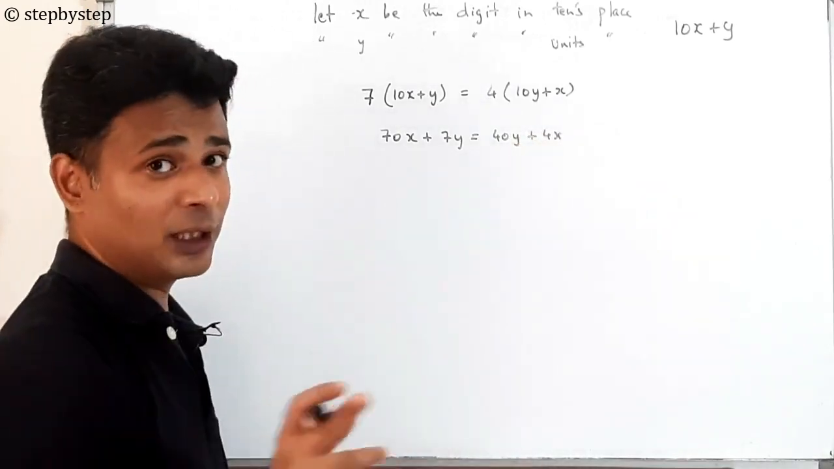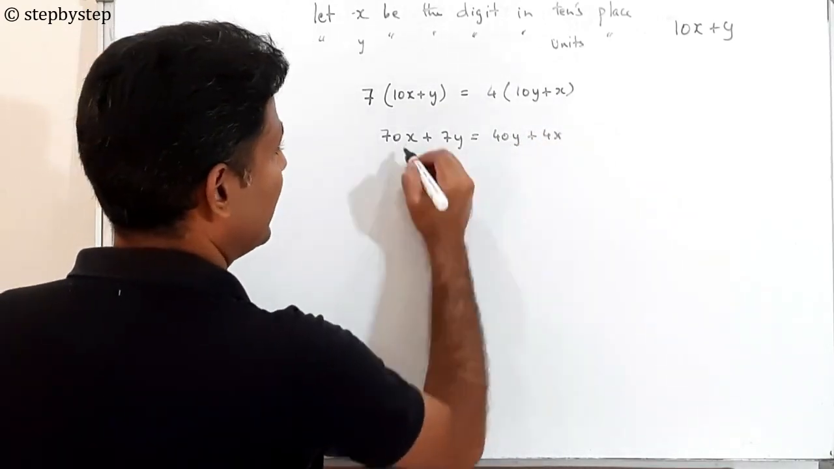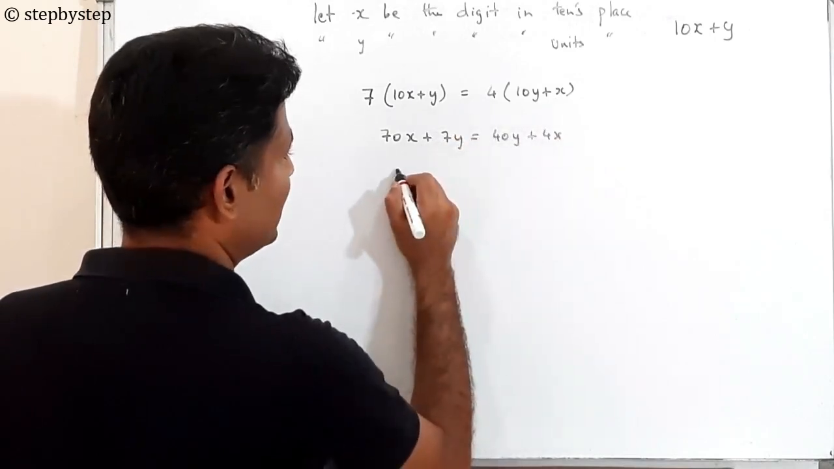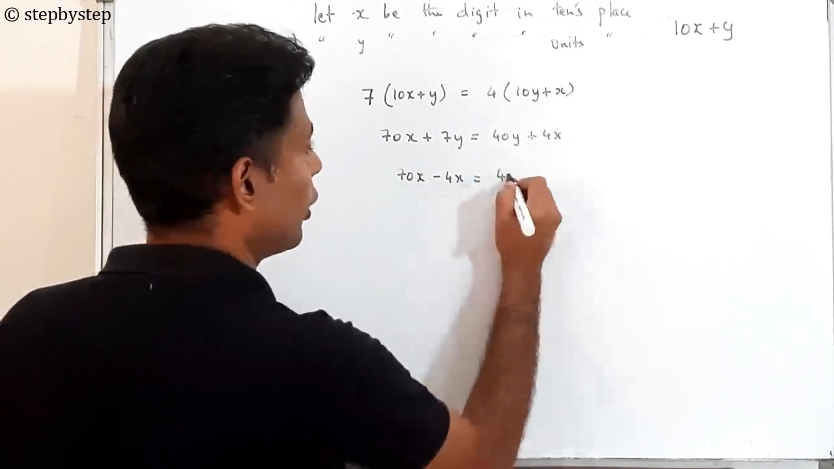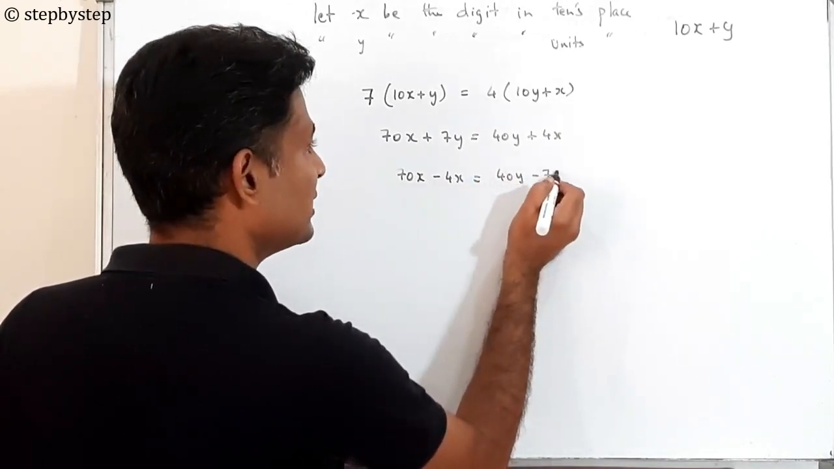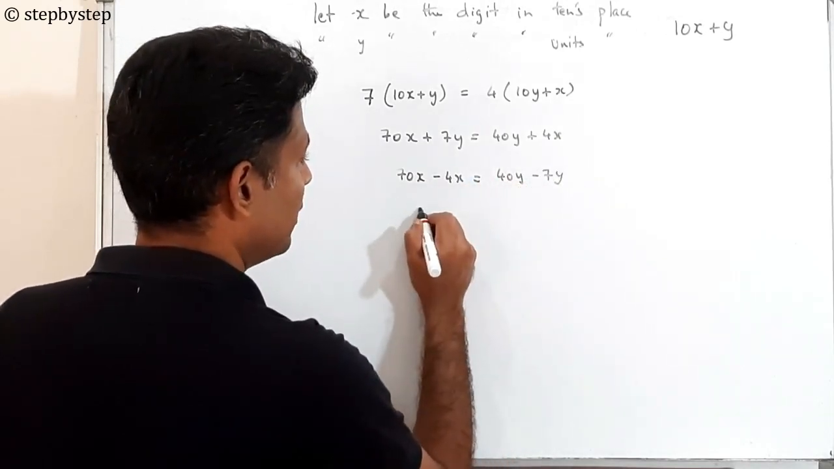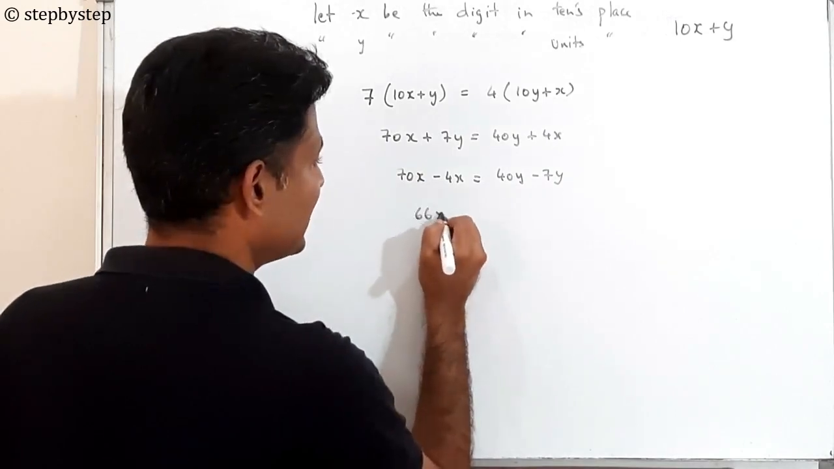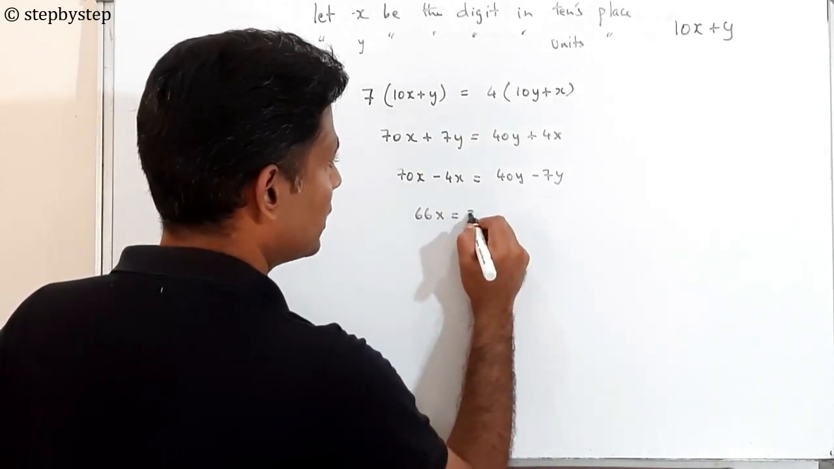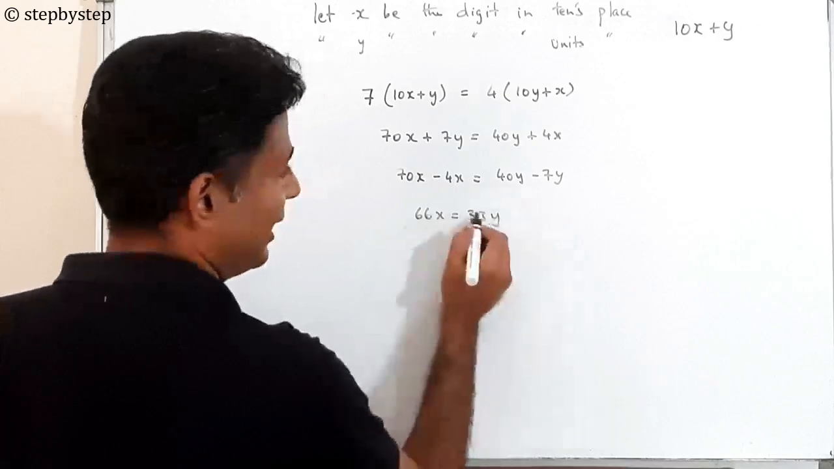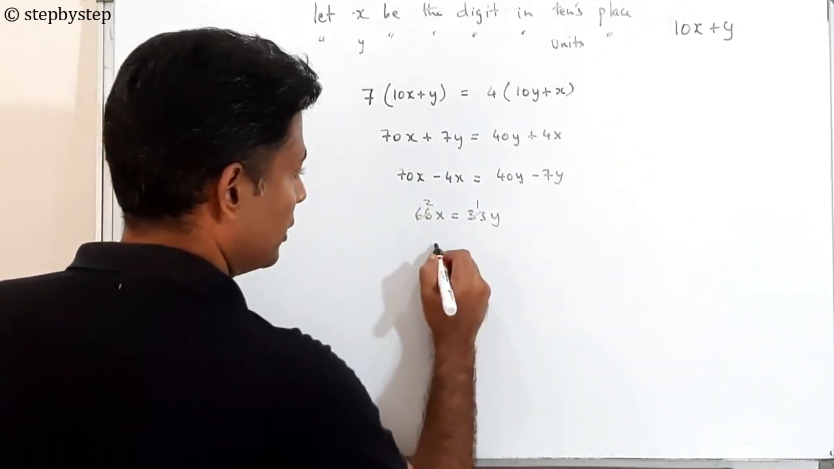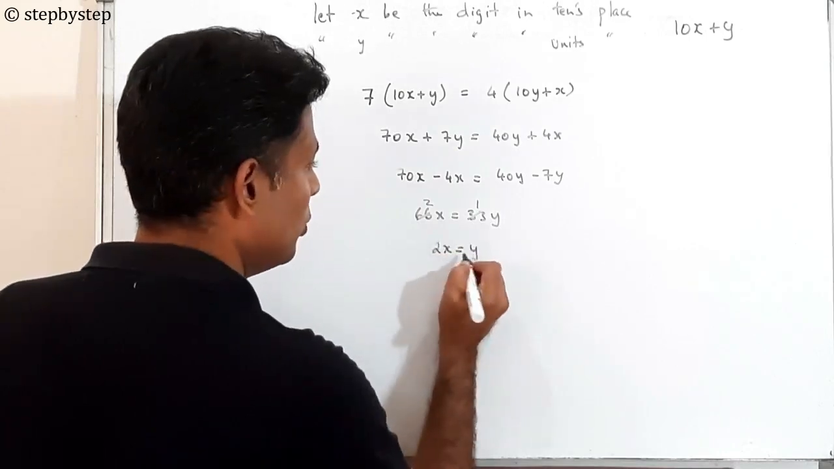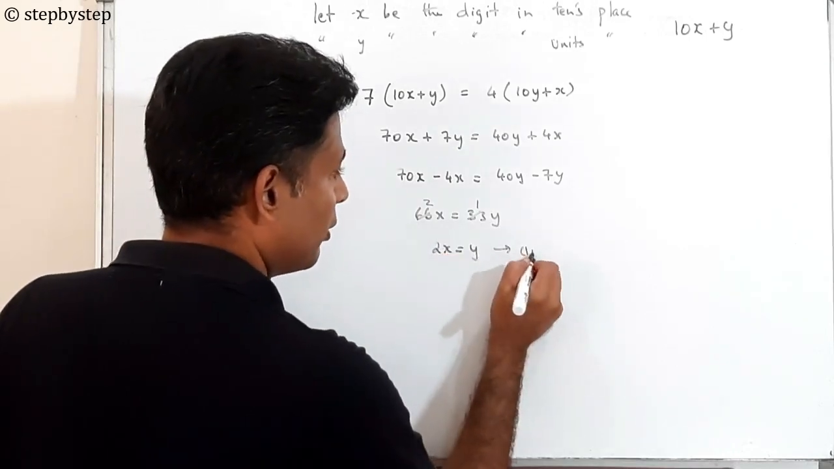Now I'll use substitution method for this. I'll get the x this side and transpose the y that side. So I'll get 70x minus 4x equal to 40y minus 7y. So I get 70 minus 4, 66x equal to 33y. So when I transpose, this comes down. 33 ones are 33, 33 twos are 66. So I get 2x equal to y. So we got our first equation.